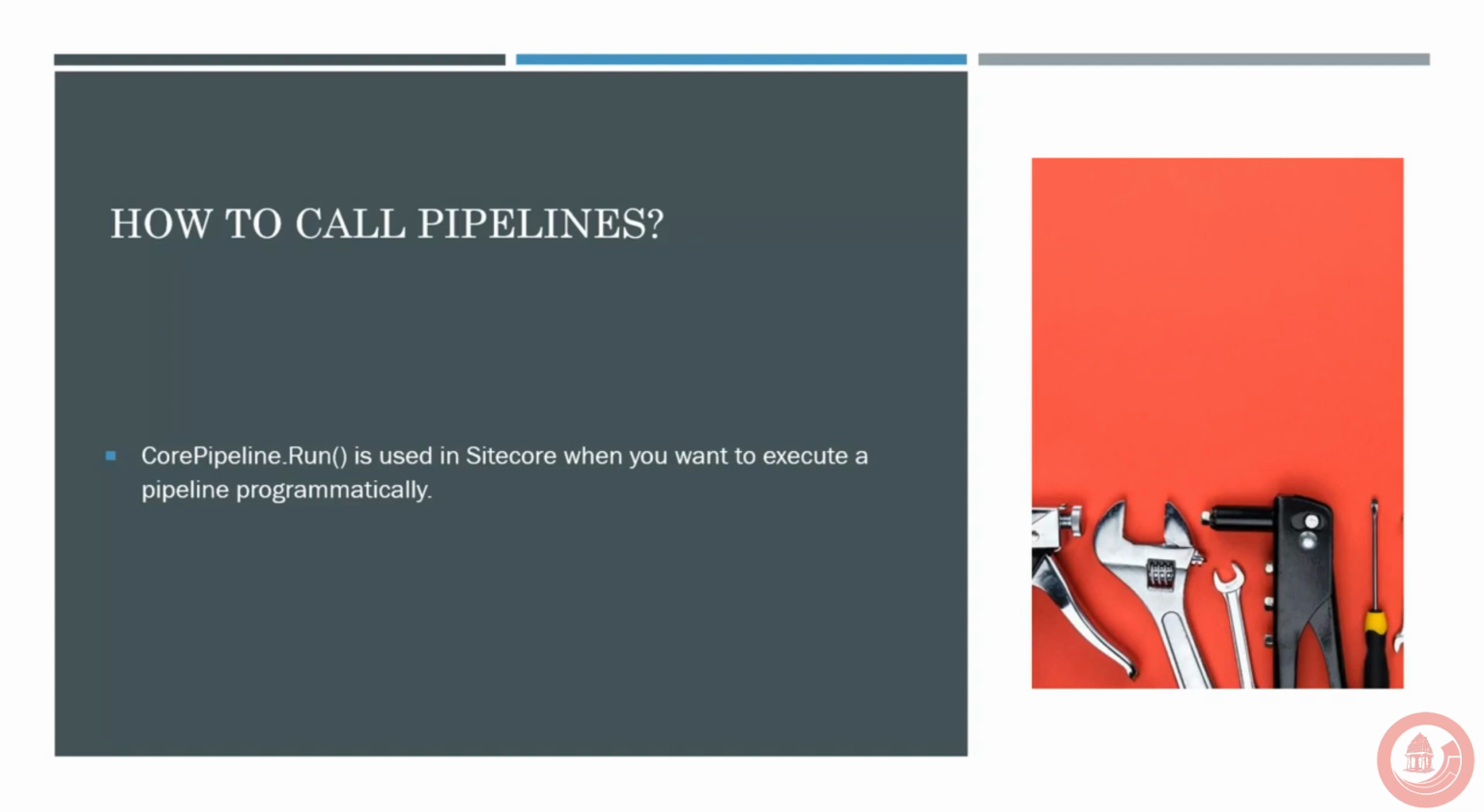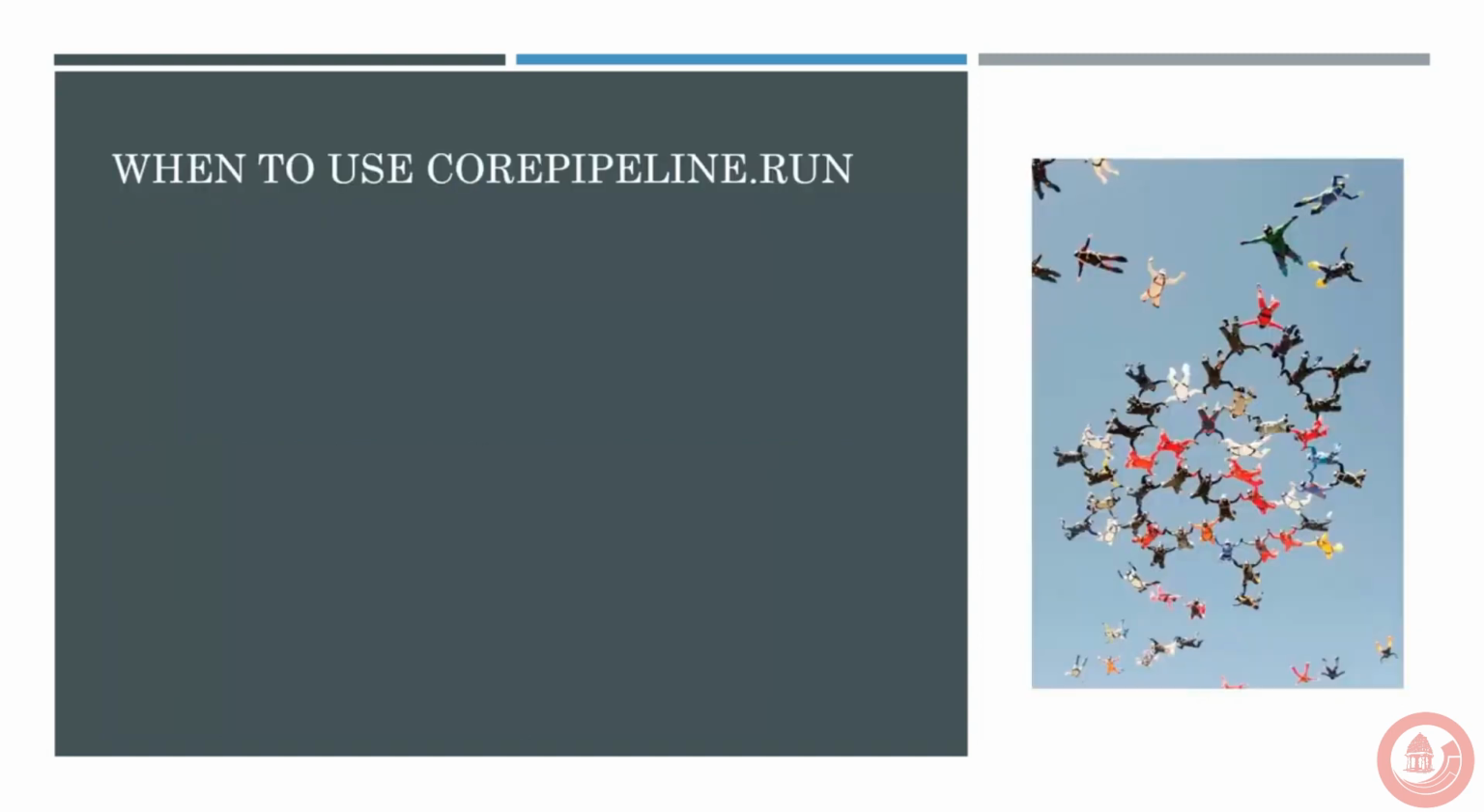In that case, you have to use the option called CorePipeline.Run. You can use this single line of code, and you can call your pipelines whenever you want, in whichever component you want. How to use it? Let's go there and see this.